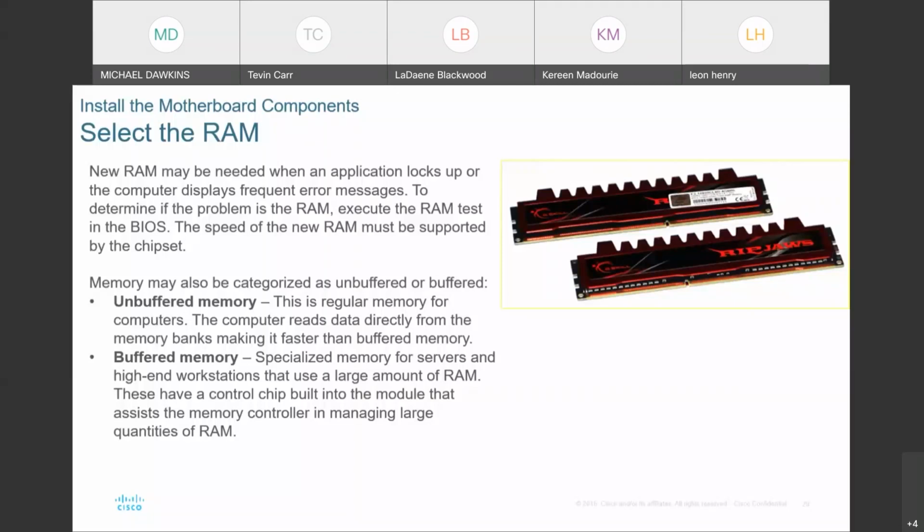New RAM may be needed when an application locks up or the computer displays frequent error messages, gives you a blue screen of death and those things. To determine if the problem is RAM, execute the RAM test.